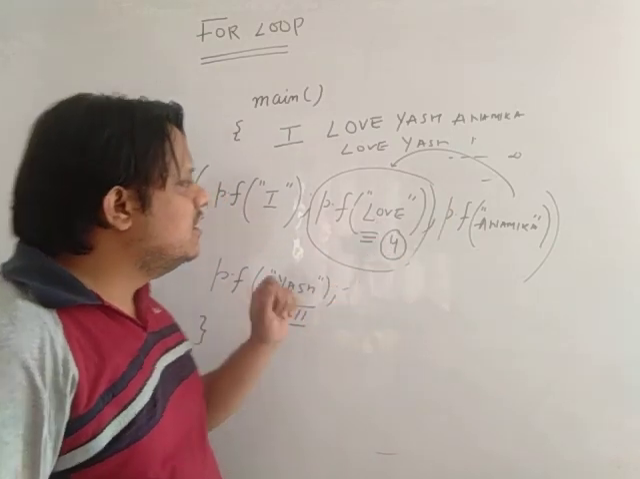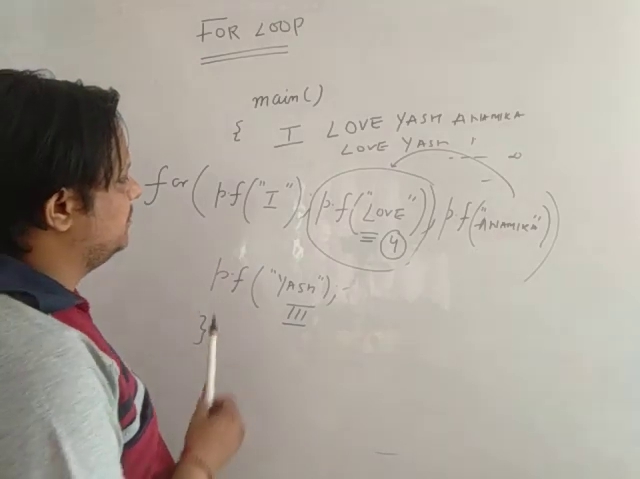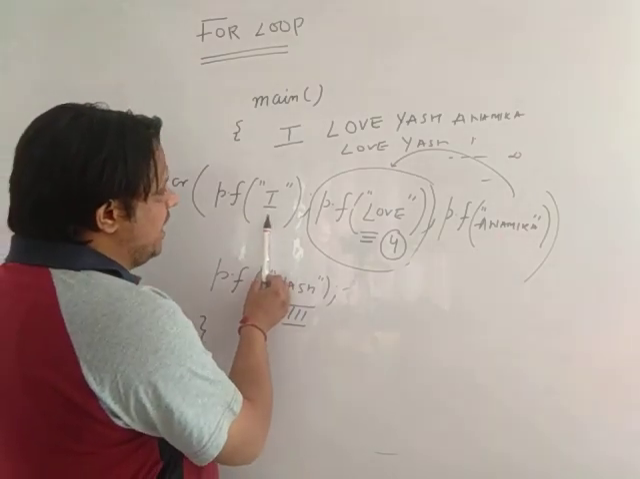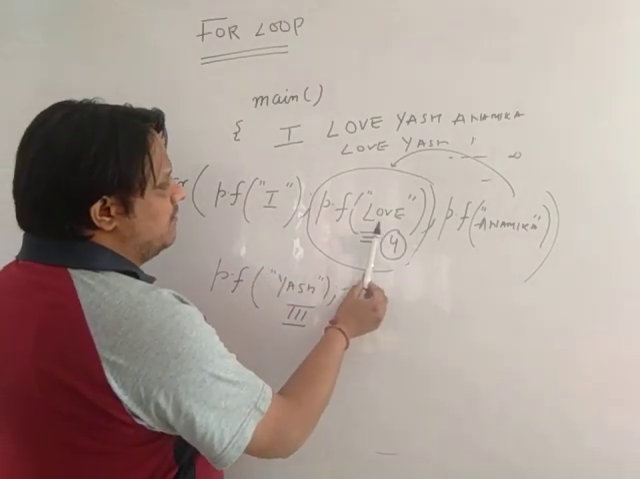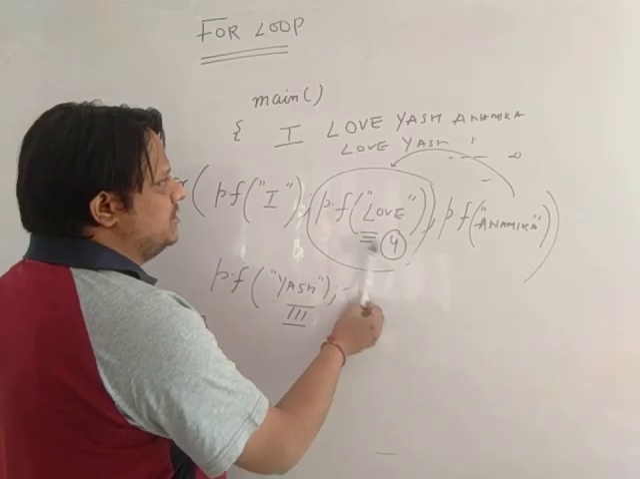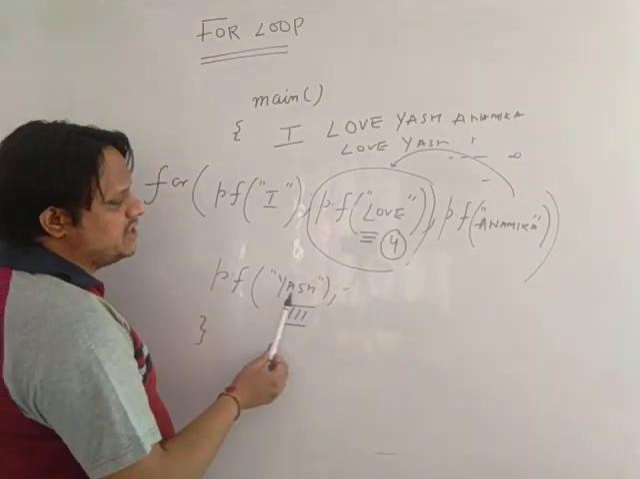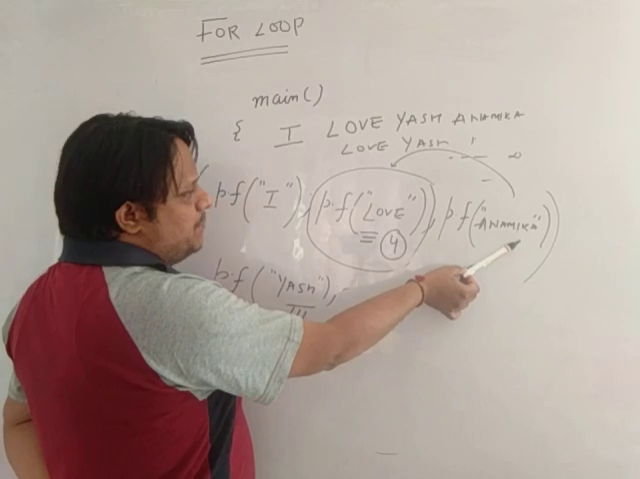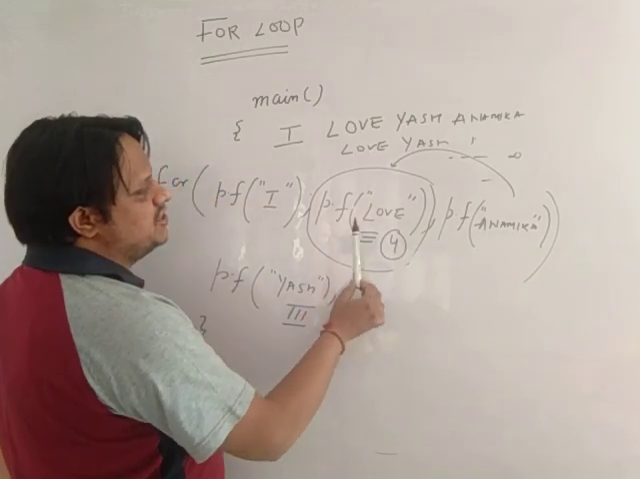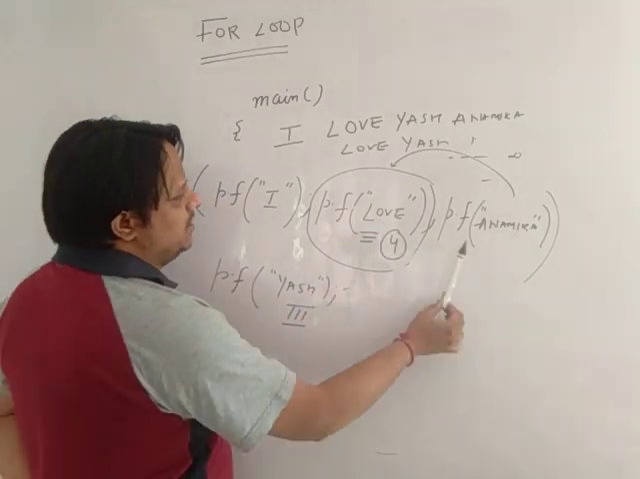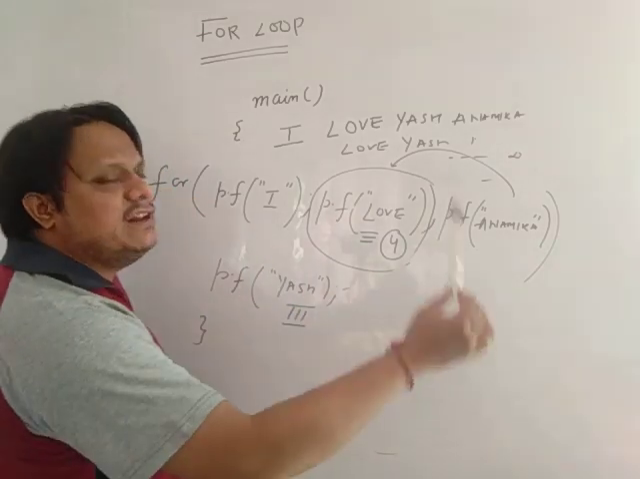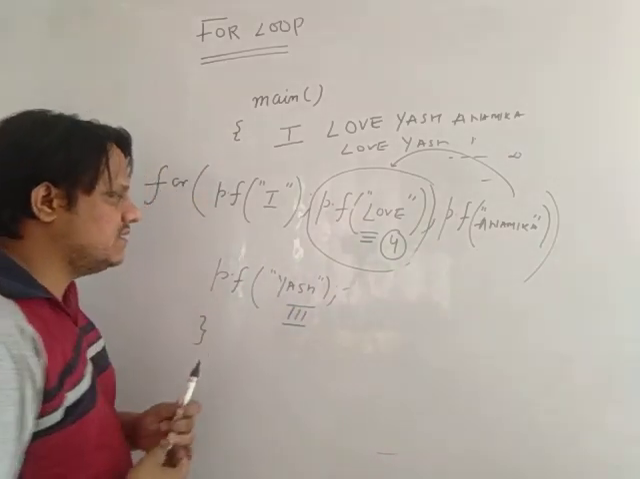This is constant. So what is the answer of this code? First it will print I, then it will print love. It will return the number of characters, 4. So the condition is true. Again it will print what? Yash. And after this it will go to Anamika and print Anamika. Again we will check the testing condition. Again it will print love, Yash, Anamika. Love Yash Anamika, until infinite loop. So this is the answer of this code.